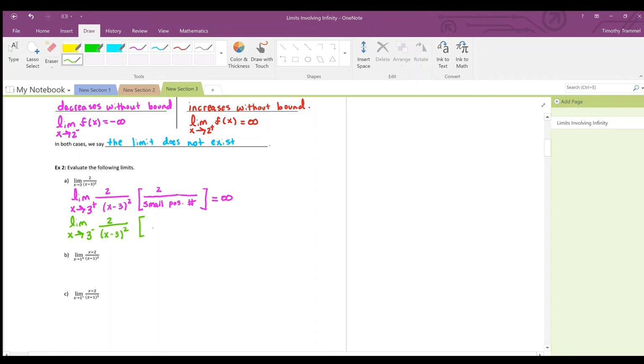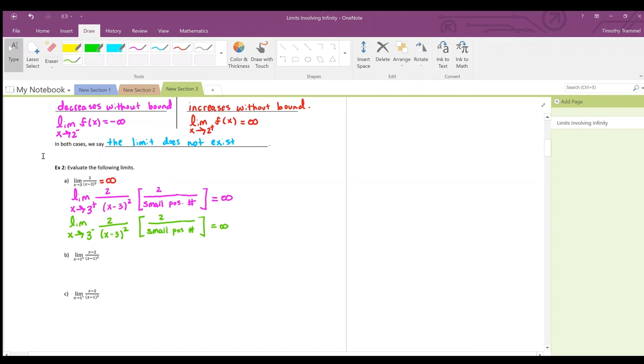Okay. So once again, the numerator will stay as 2. And as we come from the left, this would be like a number like, say, 2.9. 2.9 minus 3 will be a small negative, but you square it, and you're going to get a small positive again. So it doesn't matter for this graph whether we're coming from the left or from the right. This limit is infinite. Even though we say it does not exist, the limit is also infinity here.